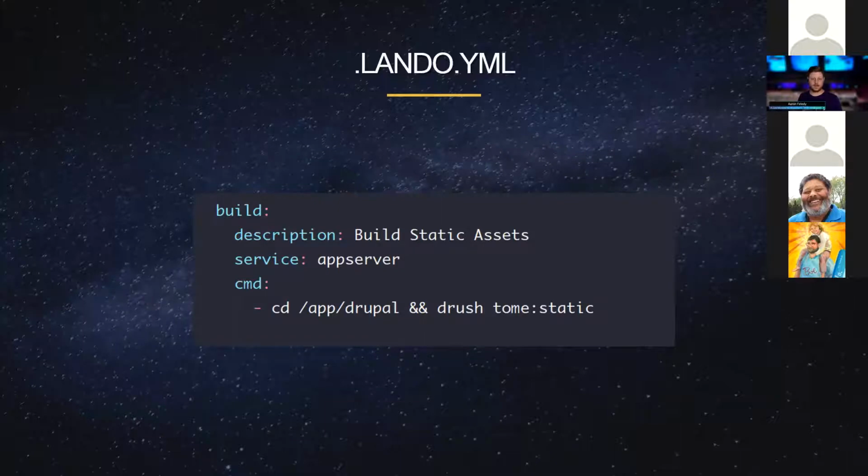Also, I've defined a lando build command that, when you type lando build, tells Tome via Drush to generate those static HTML files. So that's what I mentioned earlier. So rather than changing into the Drupal directory and then typing drush tome:static, you just type lando build, and it just does.